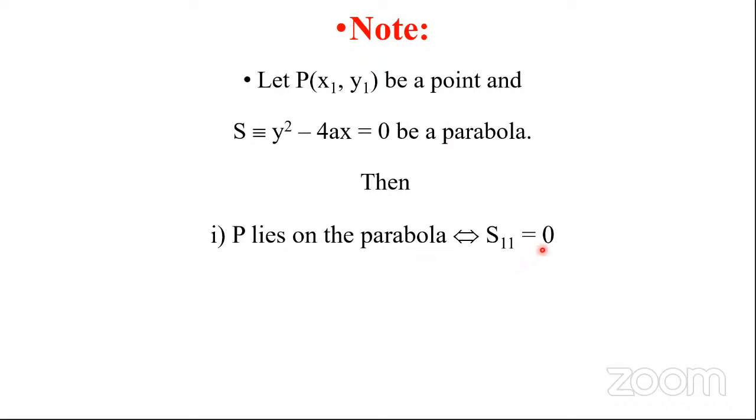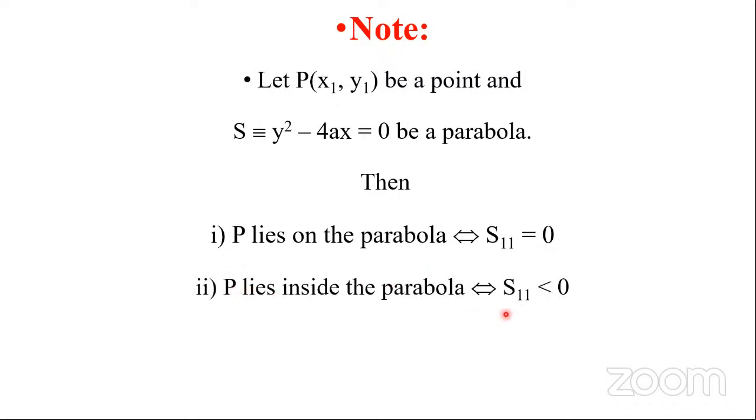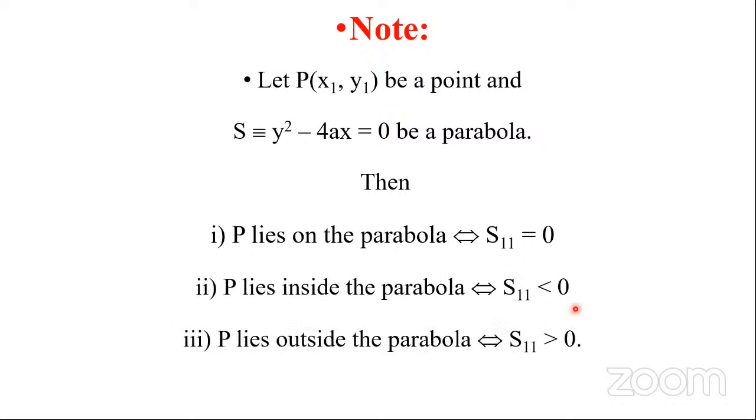When S11 equals 0. And when S11 equals 0, the point P lies on the parabola; it is an implies and implied-by condition. When P lies inside the parabola, S11 is less than 0. It's the same as the cases we have learned in the chapter on circles, children. When P lies outside the parabola, S11 is greater than 0.